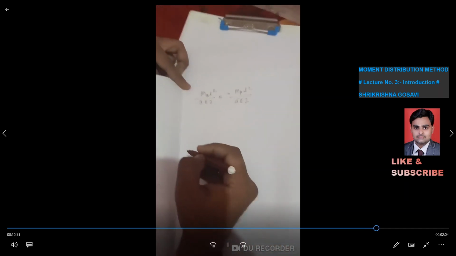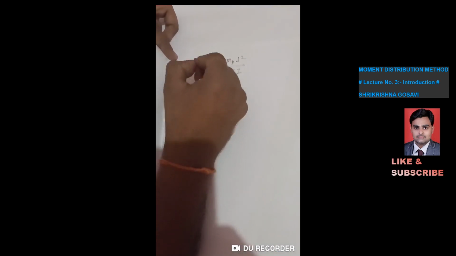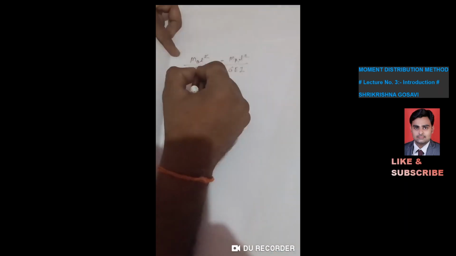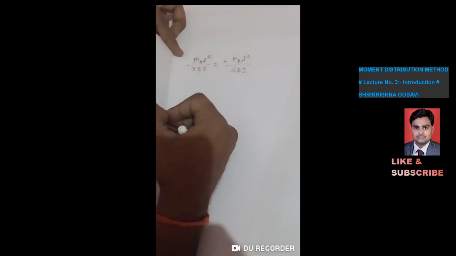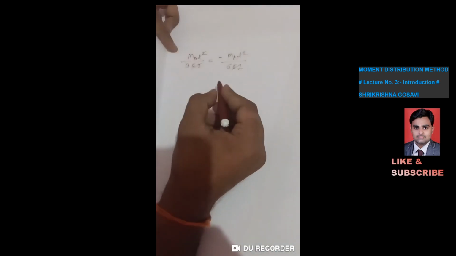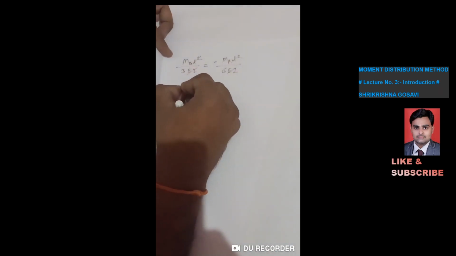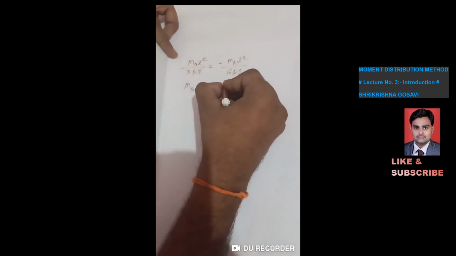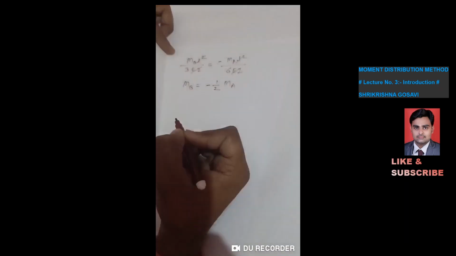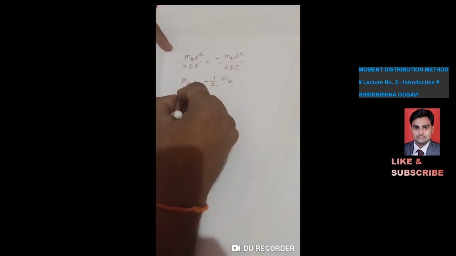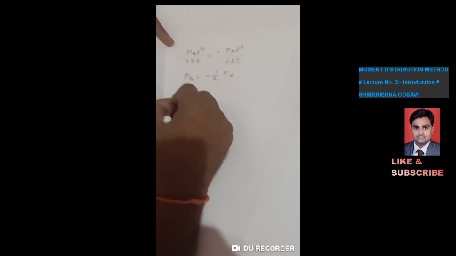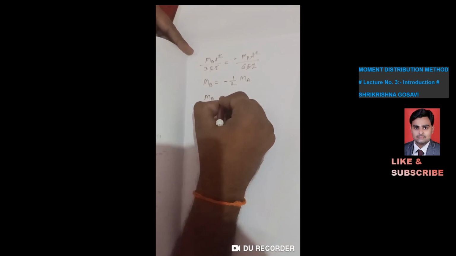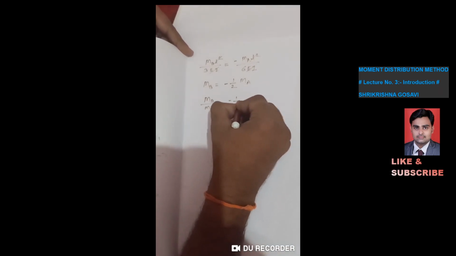After reshuffling the terms, this L square will get cancelled. This EI will get cancelled. If I send this 3 there, then I will get MB is equal to minus 1 by 2 into MA. So finally I can write over here MB upon MA is equal to minus 1 by 2.